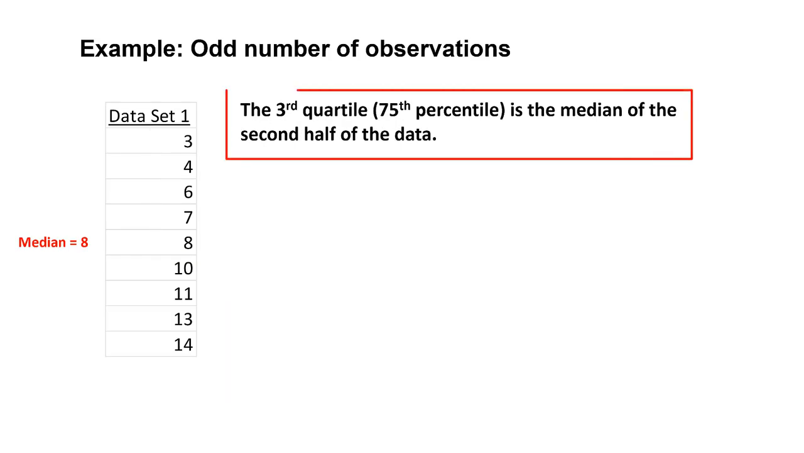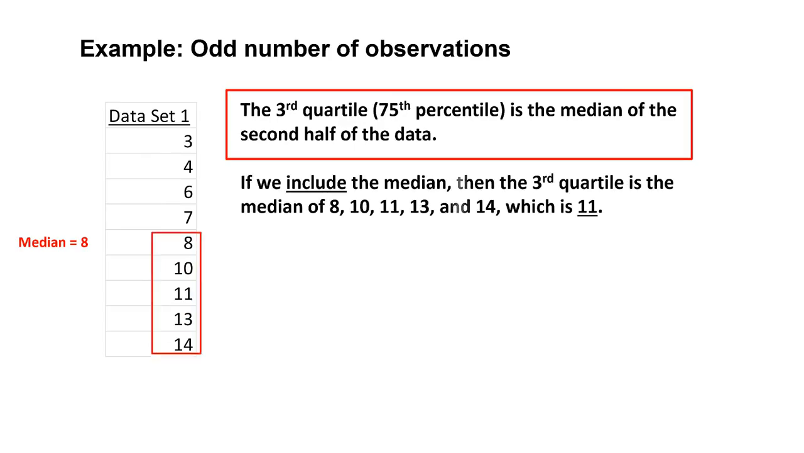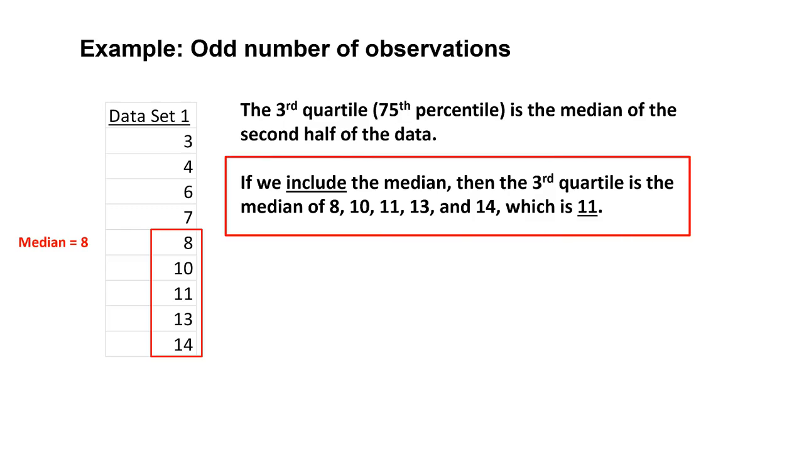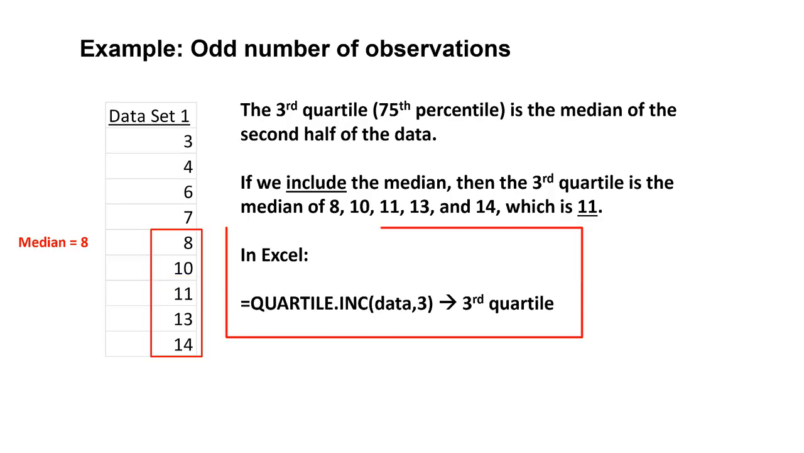The third quartile, also the 75th percentile, is the median of the second half of the data. If we include the median, then the third quartile in this case, again, odd number of observations, is going to be 11. In Excel, we can do the same thing with 3 as the second argument in that function.